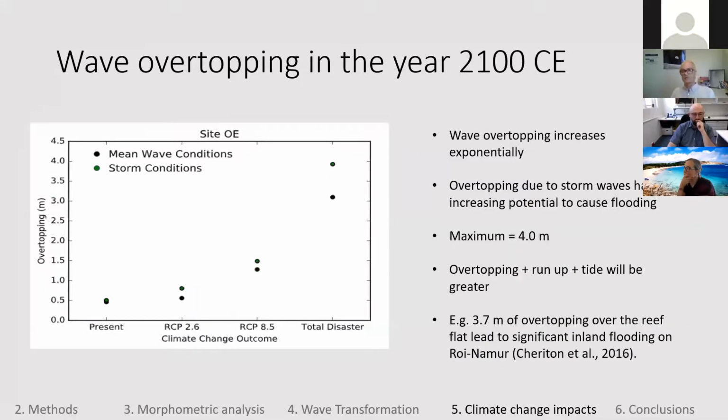And we found that wave overtopping increases exponentially for worsening climate change outcomes. So we have present day, RCP 2.6, 8.5, and a total disaster scenario, of which we saw a maximum overtopping of 4 meters. This is likely to be greater if we consider run-up and tidal effects as well. And for example, 3.7 meters of overtopping at Roi-Namur led to significant inland flooding.